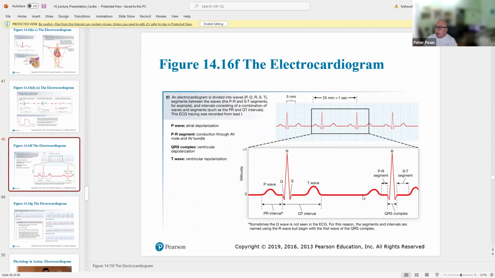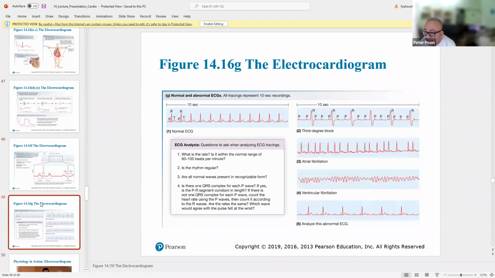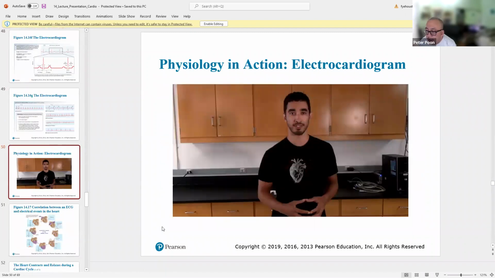So beginning of P wave to beginning of P wave is one heartbeat. And you see this heartbeat is slightly less than 1 second. So it's about 70 beats per minute. Okay, all right. So make sure you can hear this.